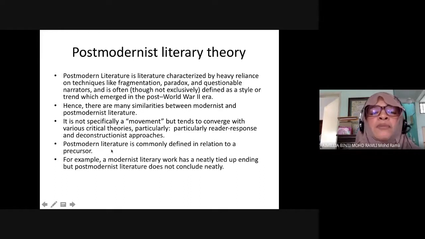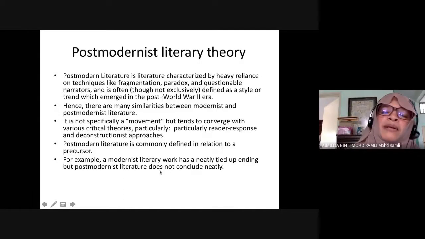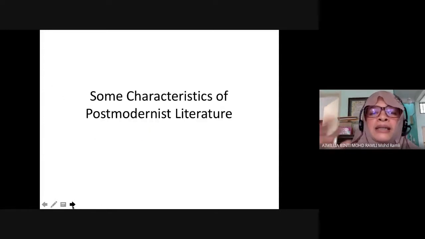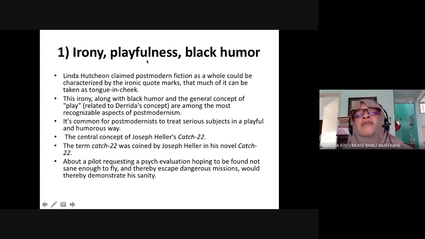So postmodern literature is commonly defined in relation to a precursor. For example, a modernist literature work has a neatly tied up ending, but postmodernist literature does not conclude neatly. So the great difference between modernism and postmodernism literature is that while both give great prominence to fragmentation as a feature of 20th century art and culture, they do so in very different modes. One is lamenting fragmentation, the other is celebrating it. So some characteristics of postmodernist literature are the use of irony, playfulness, or black humor. Linda Hutcheon claimed postmodernist fiction as a whole could be characterized by the ironic quote marks that much of it can be taken as tongue-in-cheek.